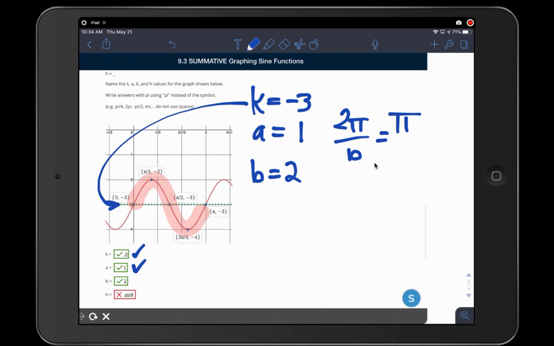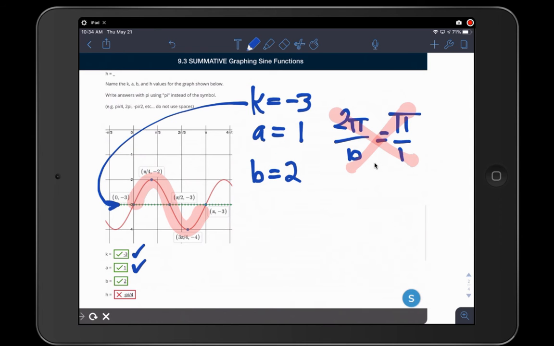Because in order to get 2 pi to turn into pi, you have to divide by 2. But if that's not obvious to you, you can try to solve this little tiny equation for b. So there are a few different ways to solve this. I know some of us have a different strategy.